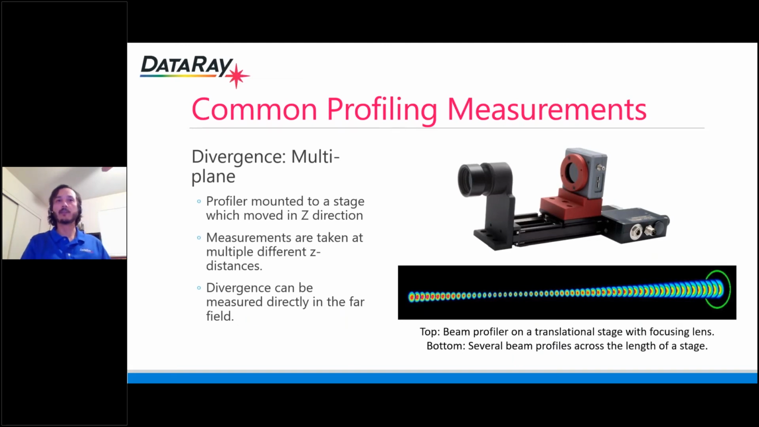So, some more common profiling measurements. For divergence, we've talked about two single plane measurements, but we can also do it using a multi-plane measurement method. We usually do this by attaching a profiler to a translation stage. Here on the top right, you see a WinCam D LCM attached to one of our M2DU translation stages. The translation stage moves in the axis of propagation and takes many beam profiles across it. Typically in our DataRay software, you can show this as this caustic 3D view in the bottom right, showing the multiple beam profiles. And from this, you can calculate divergence pretty straightforwardly.